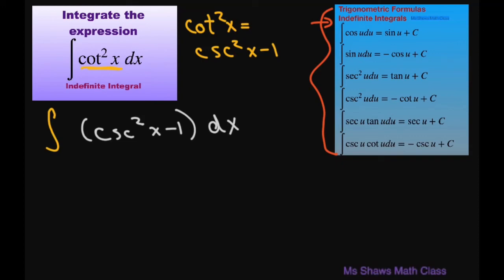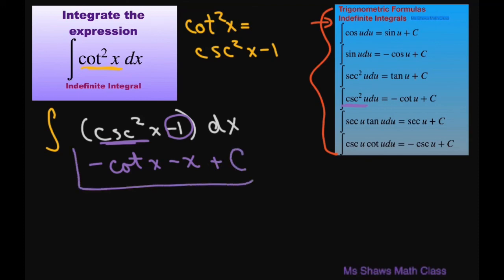Now, let's separate this out. We do have the derivative of cosecant squared of x, and that's going to be negative cotan of x. And then we have the minus 1 antiderivative of that. It's negative x. And then don't forget to add your c. And that will be your final answer.